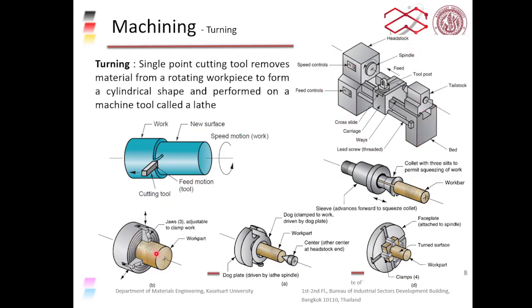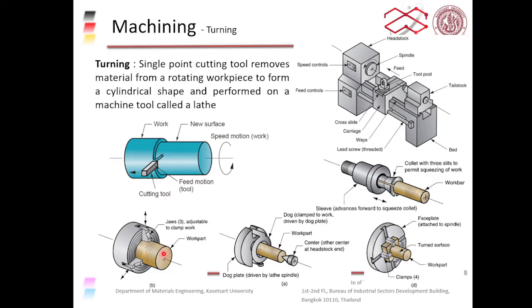We put the workpiece inside the workpiece holder, and you can have different types of workpiece holders or fixtures, and different shapes are called differently. For example, this one is called jaws or adjustable clamp.